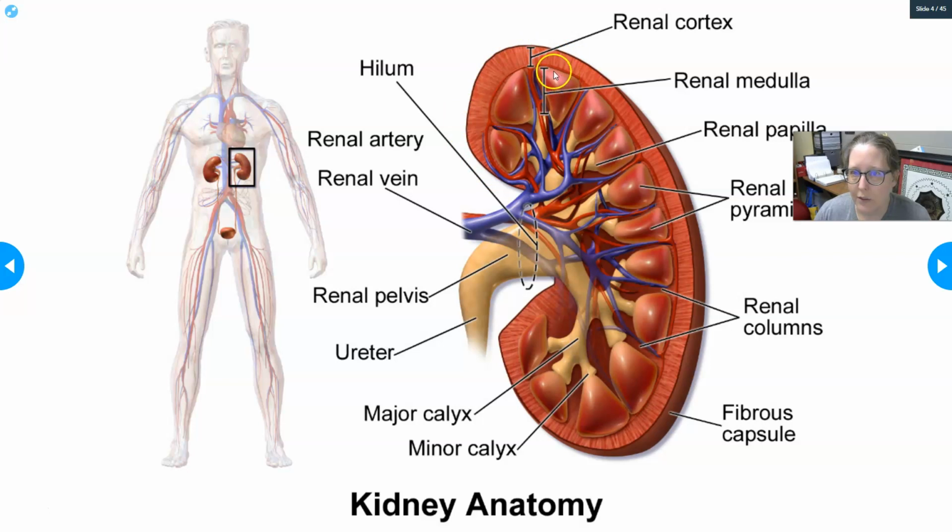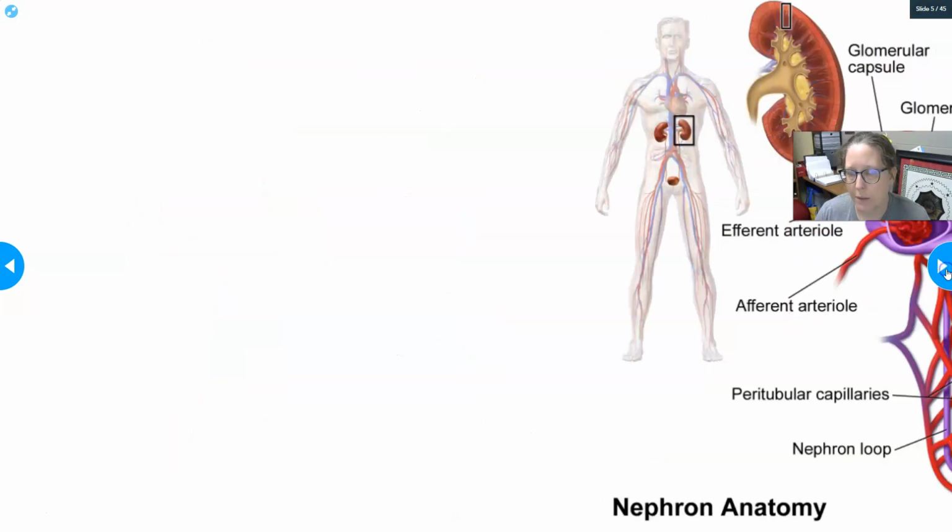These collecting ducts are actually dipping into these pyramids here, and they're all being collected by the renal papilla, and send down minor calyces, which are like little funnels, and then they join up with major calyces, which are bigger funnels, and then they join the renal pelvis, which is the biggest funnel, and then it flows down the ureter. So again, this is kind of a general review of the anatomy there.